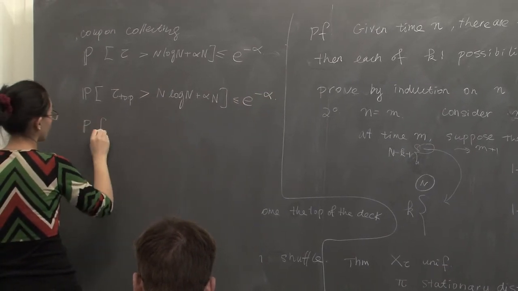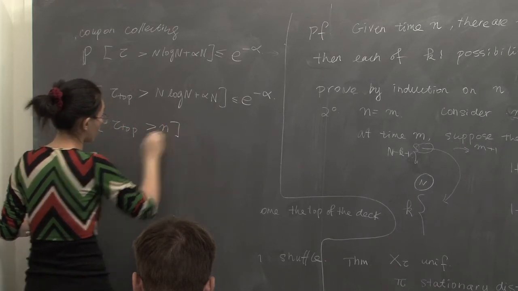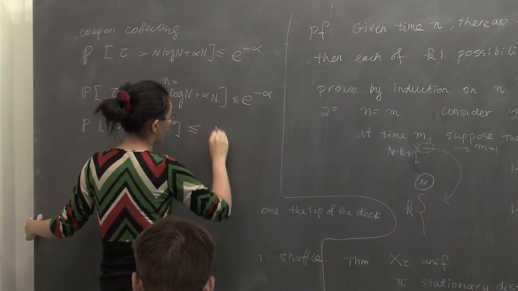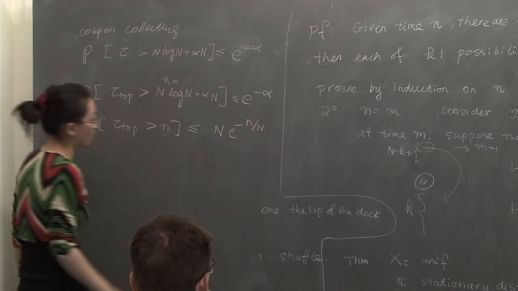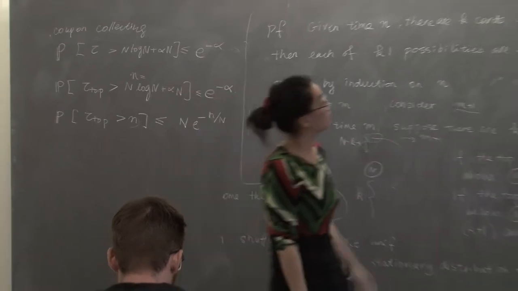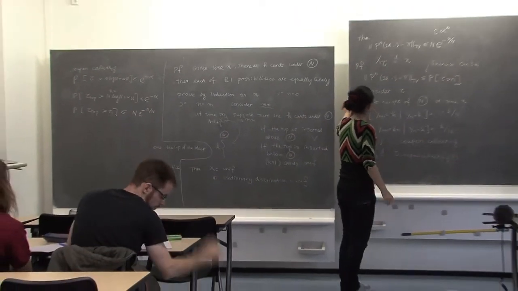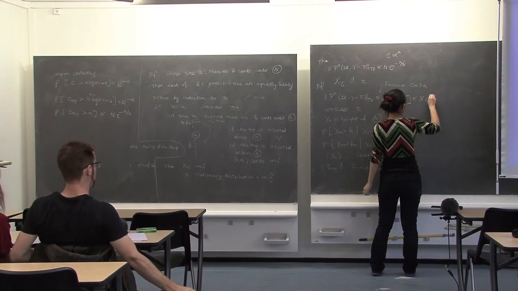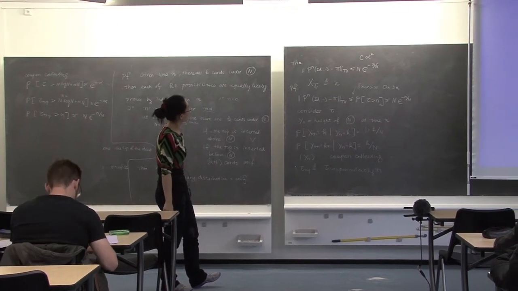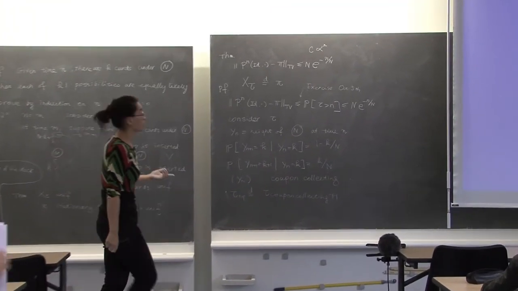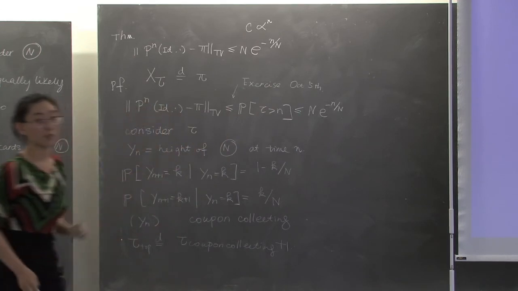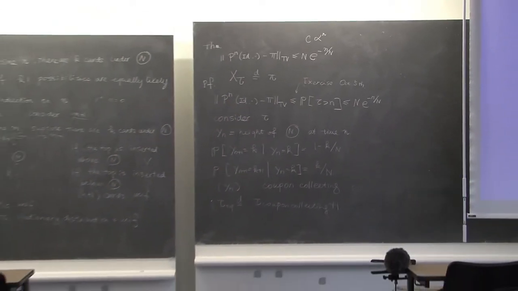And if we write this event in another way, so tau top greater than small n, and this small n equals this expression, we can exactly derive that this probability is bounded by n times e to the power minus n over n. So this shows that the total variation distance here is less than this probability. So here we have proved that the convergence of the top to random shuffle to the uniform measure decays exponentially fast. And we can specify the constant here and also the constant there. Okay, and this is all for today. Thank you for your attention.